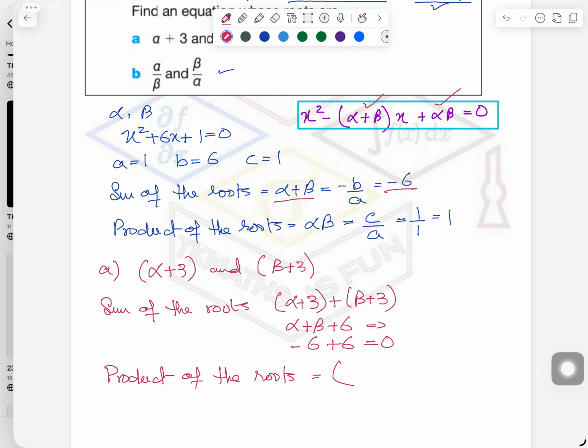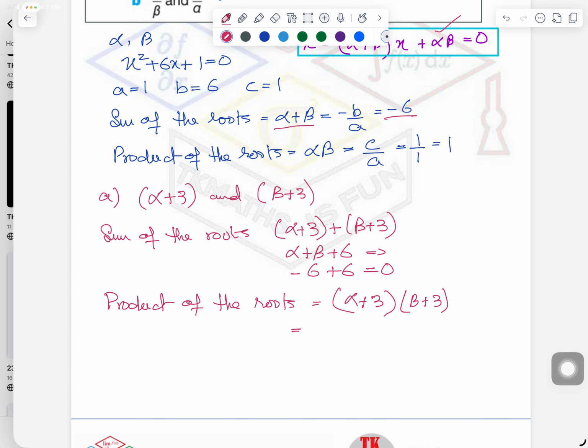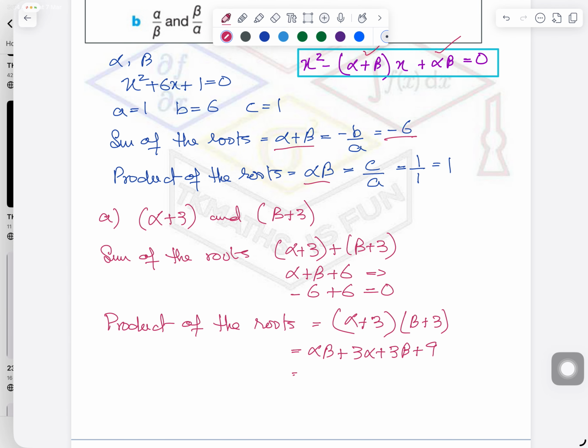It means I need to multiply these given roots, alpha plus 3 and beta plus 3. And then algebraically, let's expand it. And now we will simplify and substitute the values. Alpha times beta is given to me. It is equal to 1. And here I will take common factor 3 out. Sorry, plus sign will come here. Alpha plus beta plus 9. And 1 plus 3 times alpha plus beta, which is minus 6. It is given here.